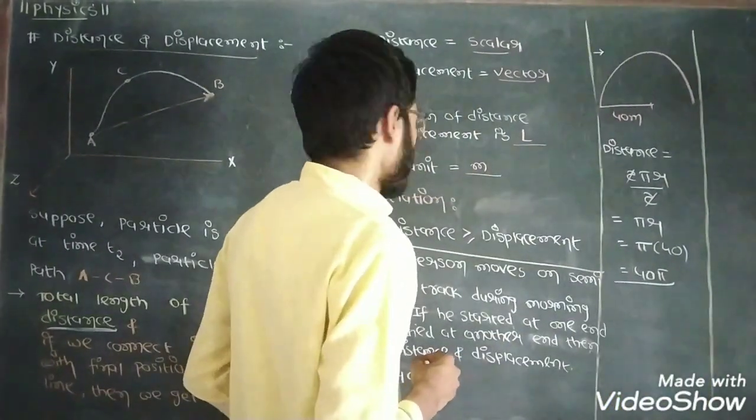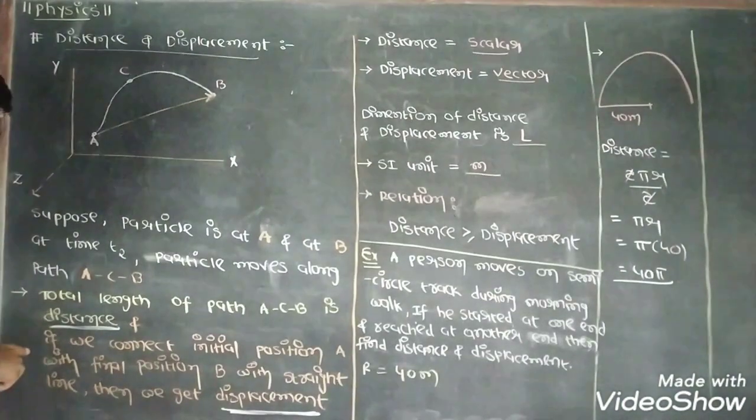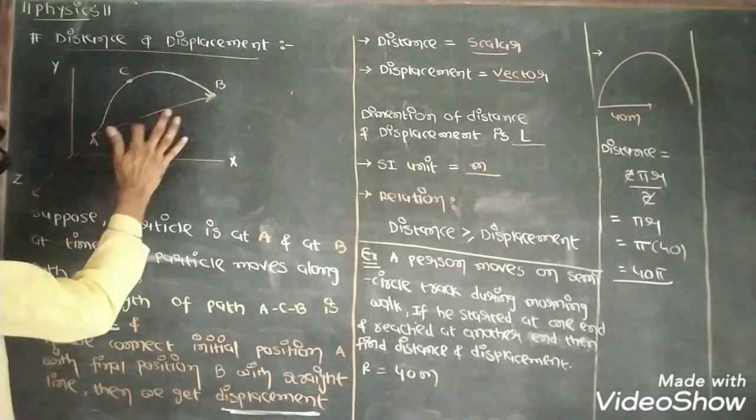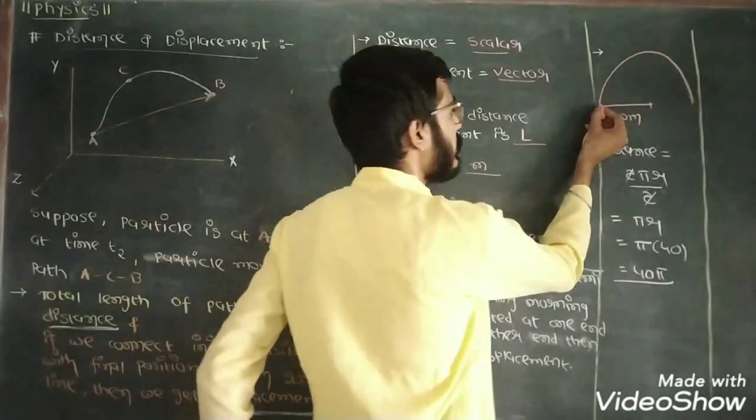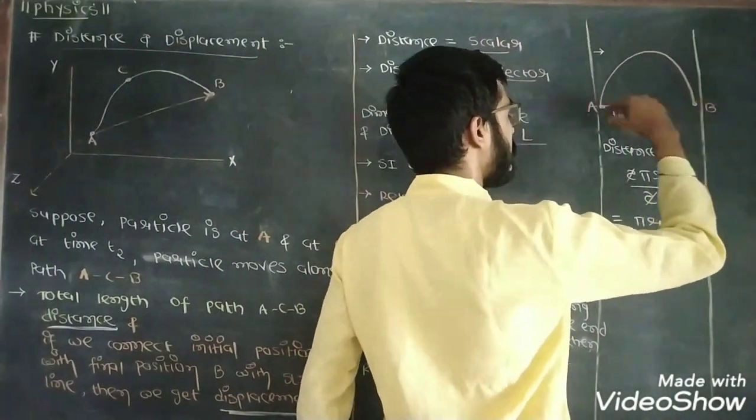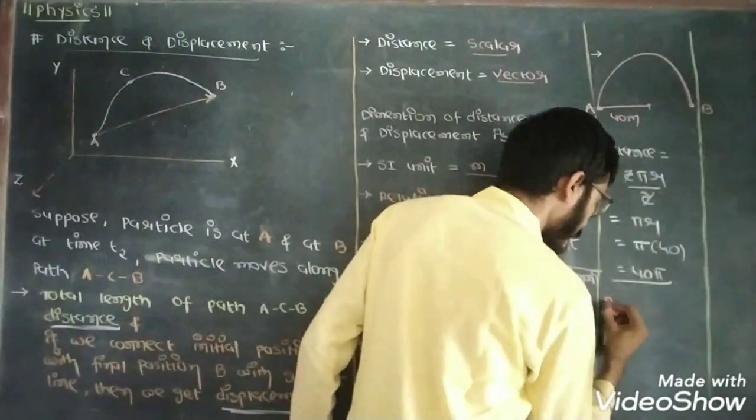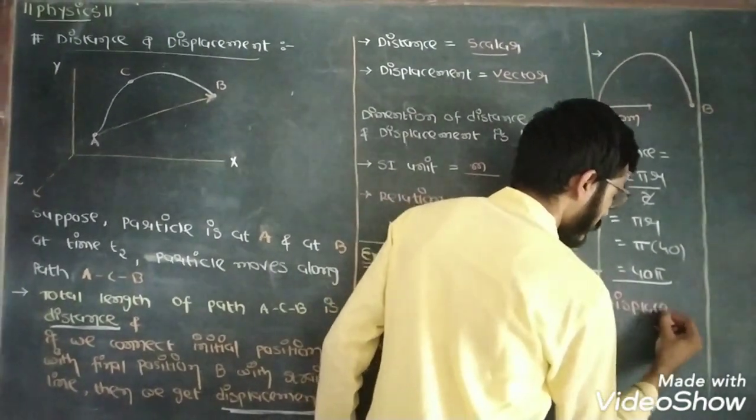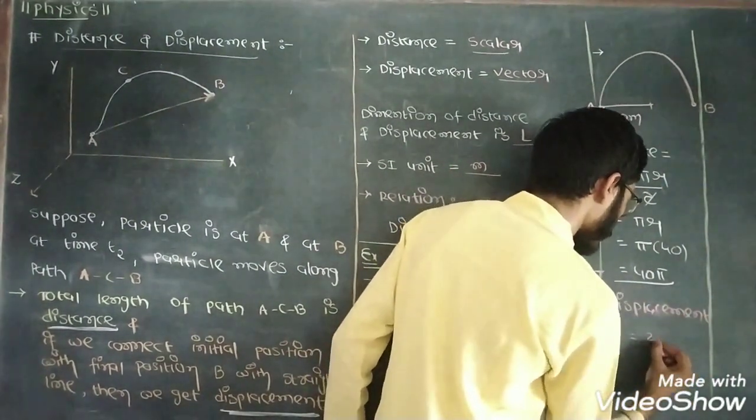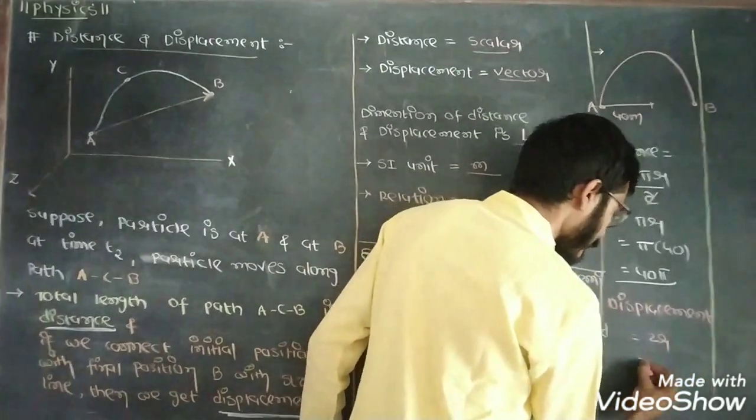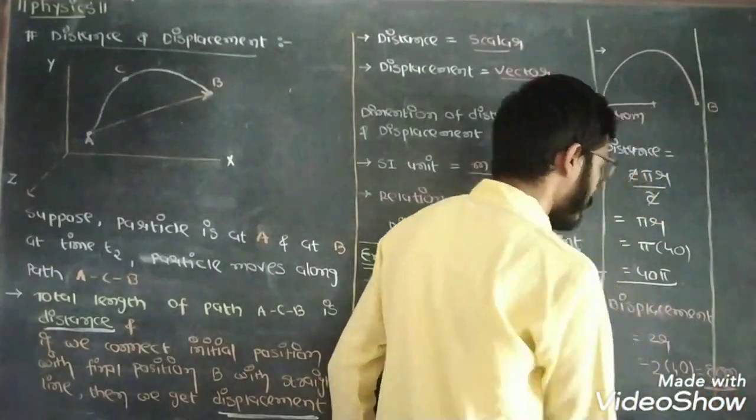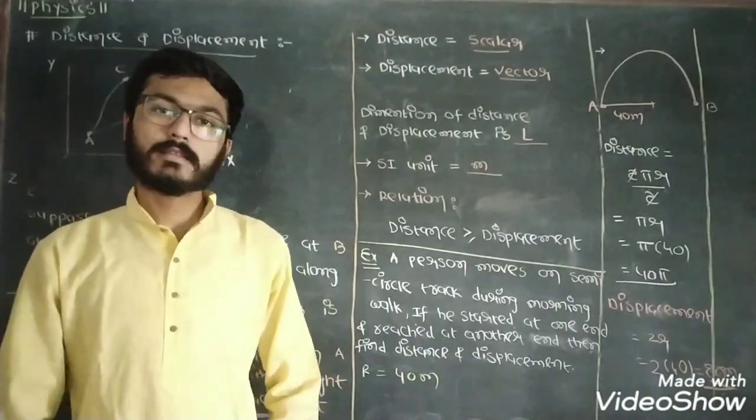Now displacement. According to the definition, displacement is the straight line or the shortest distance between the initial and final point. Here suppose the initial point is A and the final point is B. Then the distance between A and B is the diameter. So the displacement is equal to the diameter. The value of the diameter is twice the radius. Here the radius is 40 meter, so the displacement is 80 meter. Here our example is complete.